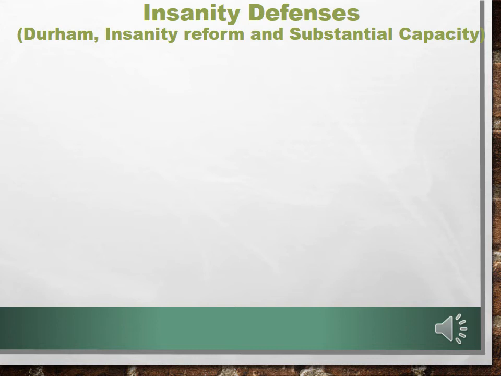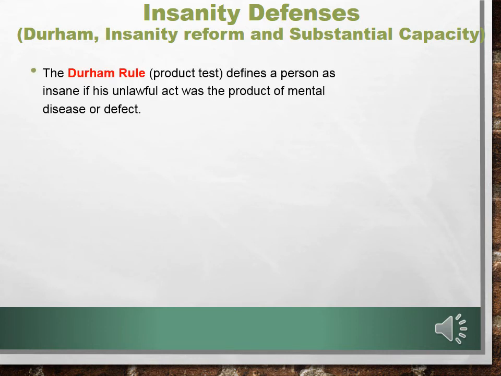Our last 3 insanity defenses are a perfect example of what happens when the law gets a little weird. We had a federal court case called Durham versus the United States, in which the insanity defense was raised. Out of that case came the Durham rule, or the product test, which defines a person as insane if his unlawful act was the product of mental disease or defect. This is much easier to prove than the McNaughton rule because no longer did the defendant have to prove that he was insane. Now, the prosecutor had to prove that the defendant was sane.